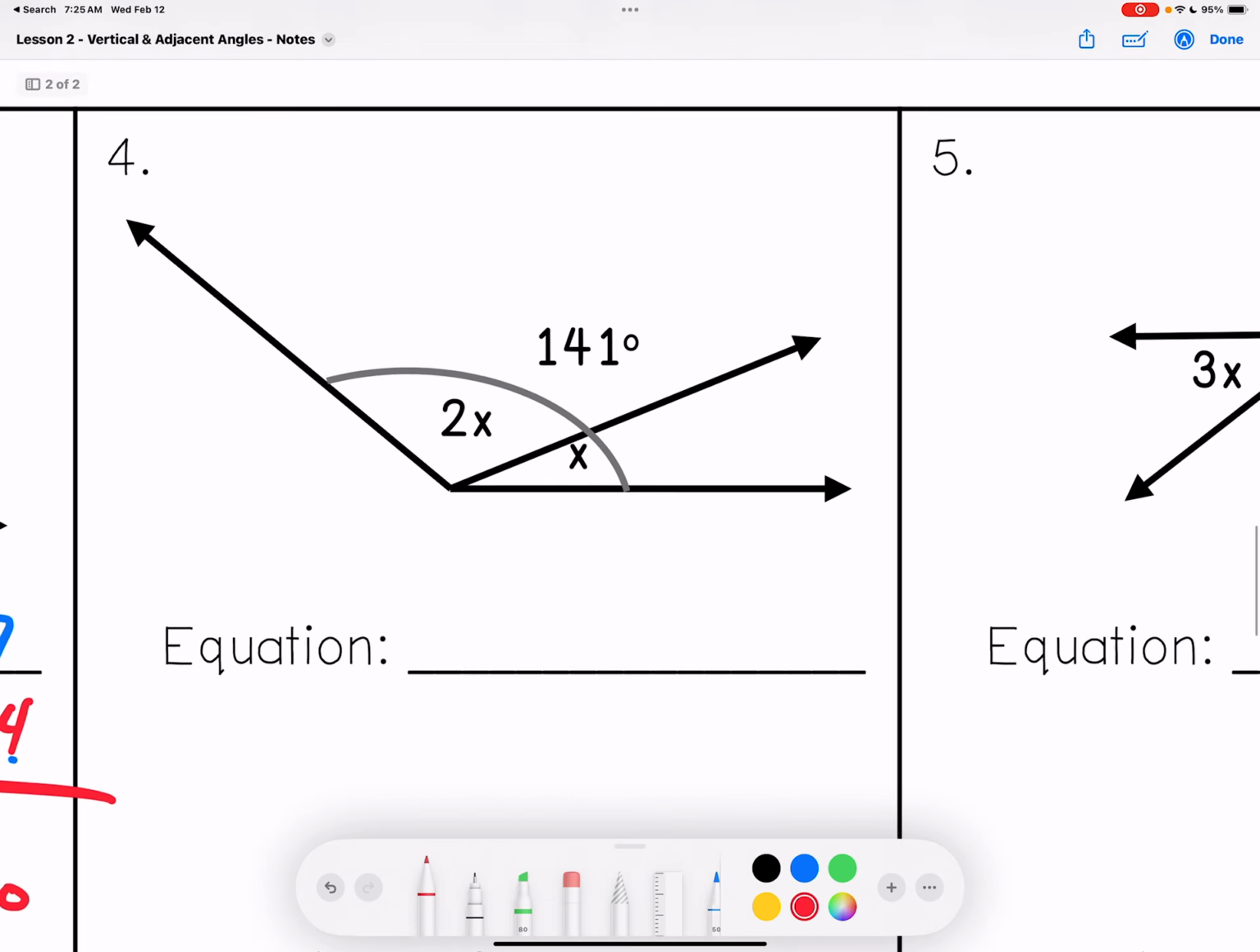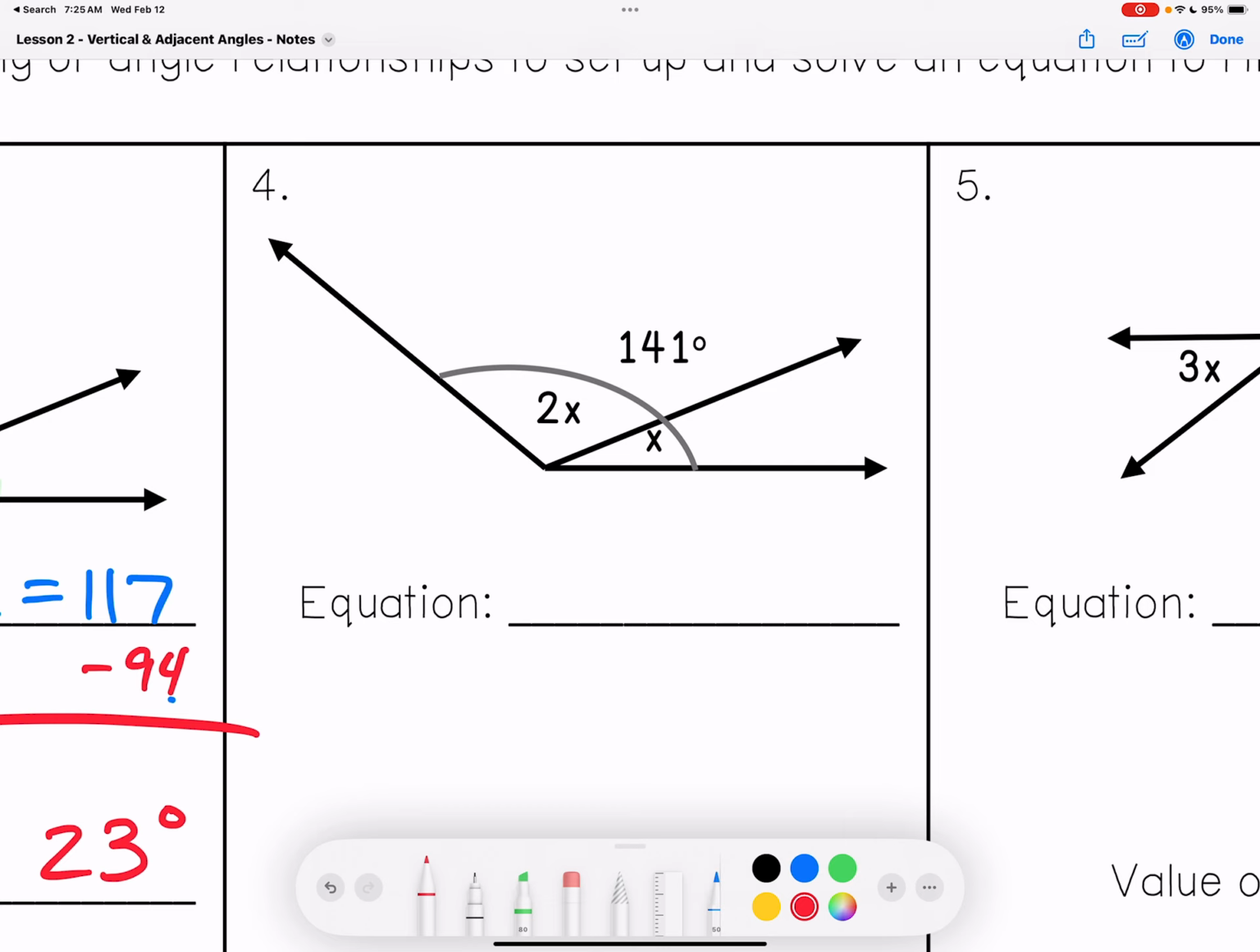All right, the next one. This one steps it up now. We're stepping it up. We know the whole thing equals what? 141.